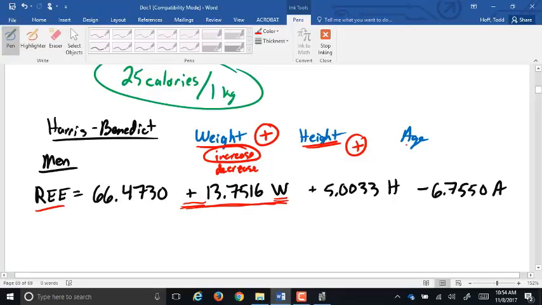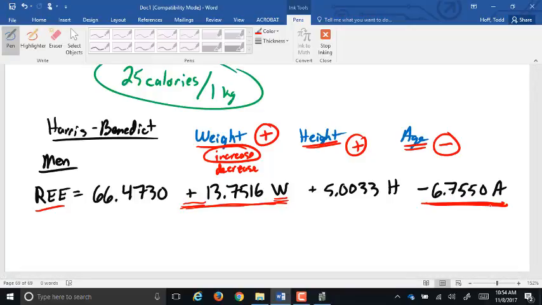How about for the age? That's a negative, yes. Because it's a negative number multiplying the age, as the age gets larger, the energy expenditure gets smaller.